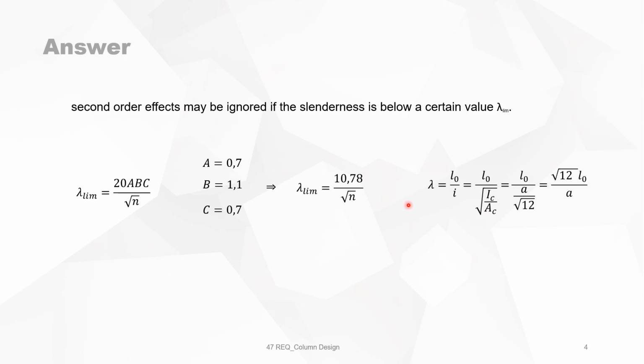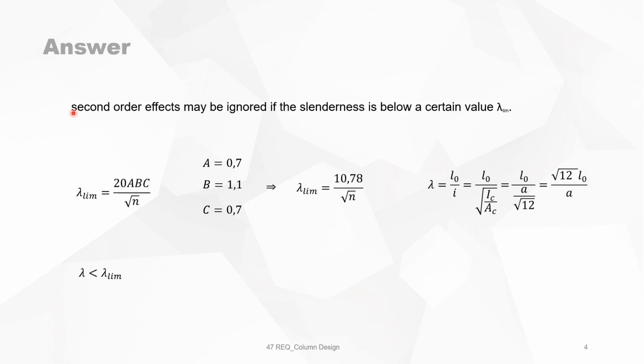The slenderness of the column is equal to L0 divided by i, which is the effective length divided by the radius of gyration. And the radius of gyration is the square root of the second moment of area of the section divided by the cross section area. When you work this out for a square cross section, we have this expression.